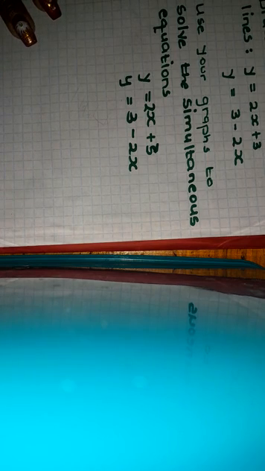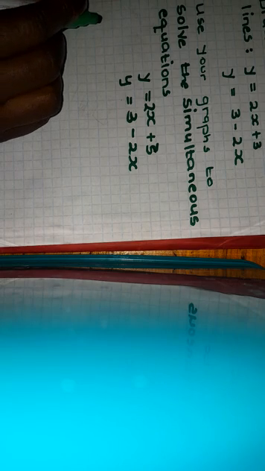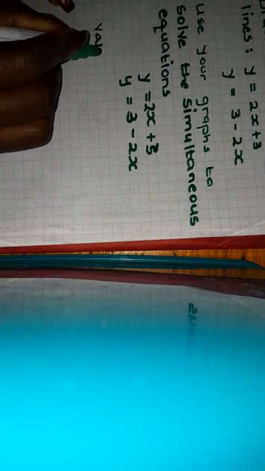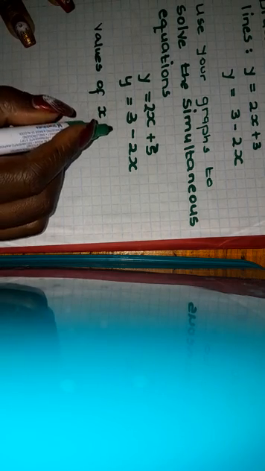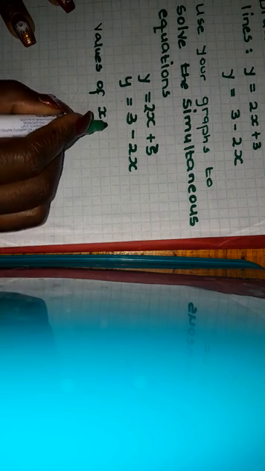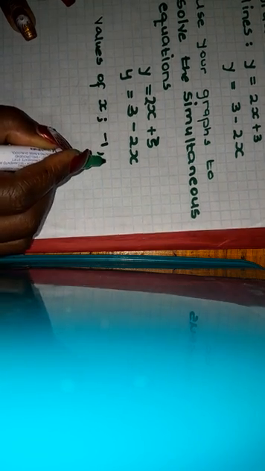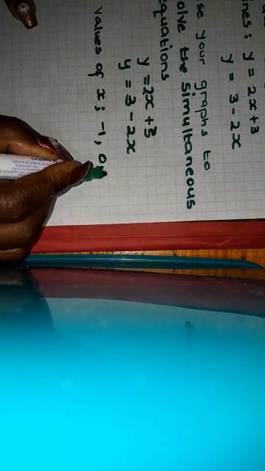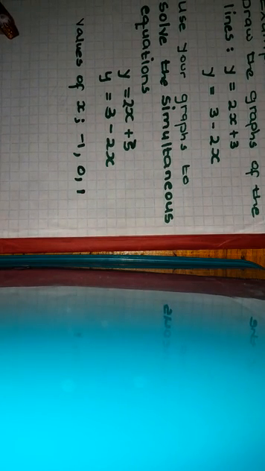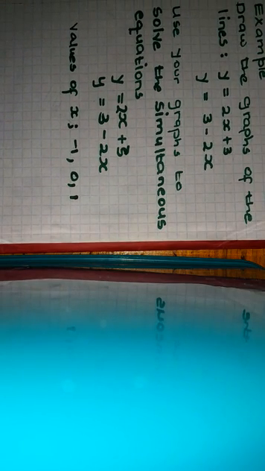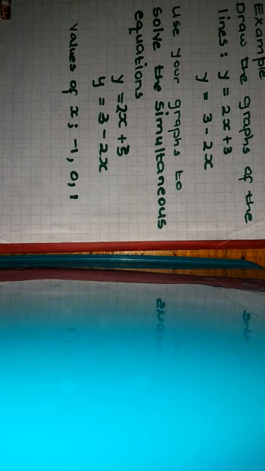So I normally say for the values of x, learners should just choose -1, 0, and +1. Remember that when you want to draw a linear graph, you only need 2 coordinates. Then the third one is just to check if you didn't make any mistake when you were calculating.